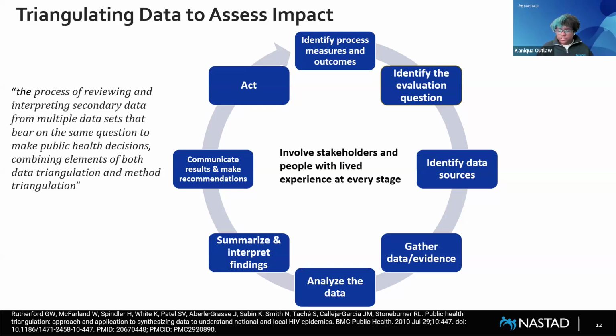So according to researchers, public health triangulation is defined as the process of reviewing and interpreting secondary data from multiple data sets that bear on the same question to make public health decisions, combining elements of both data triangulation and method triangulation. That's a mouthful and not always super easy to remember, but more simply stated, triangulation in public health is a process of capturing and analyzing data from multiple sources to understand the impact of public health programs. So this is going to give you a more complete story of how your programs are making an impact.